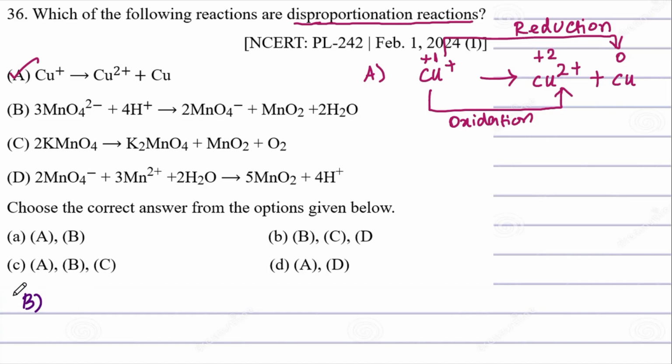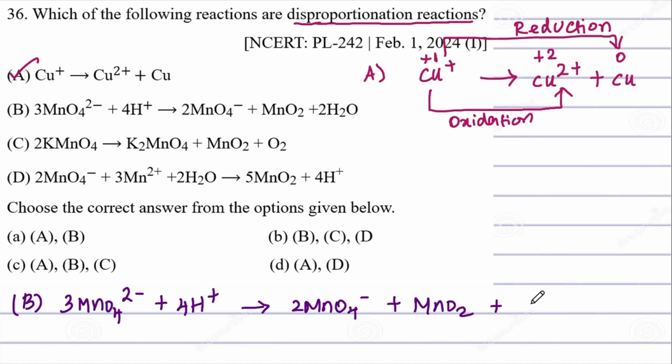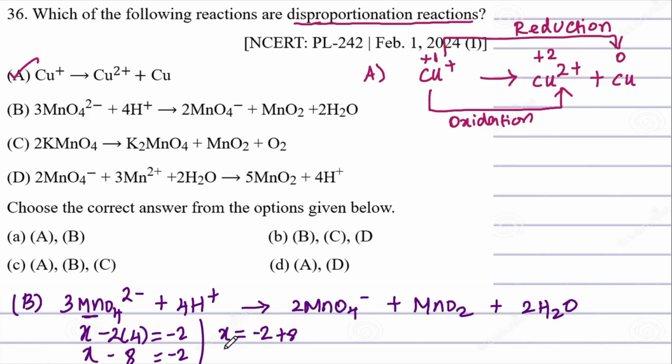Going to the second equation, 3MnO4 2- plus 4H+ gives 2MnO4- plus MnO2 plus 2H2O. Let us find the oxidation state of manganese in this given complex ion. X minus 2 into 4 equal to minus 2. X minus 8 equal to minus 2. X equal to minus 2 plus 8. So the value of X is plus 6. So manganese is present in plus 6 oxidation state in the reactant.